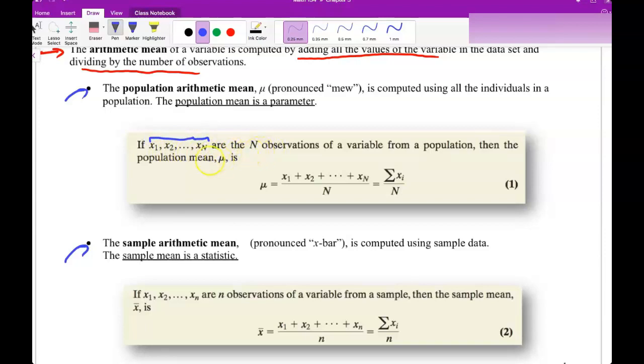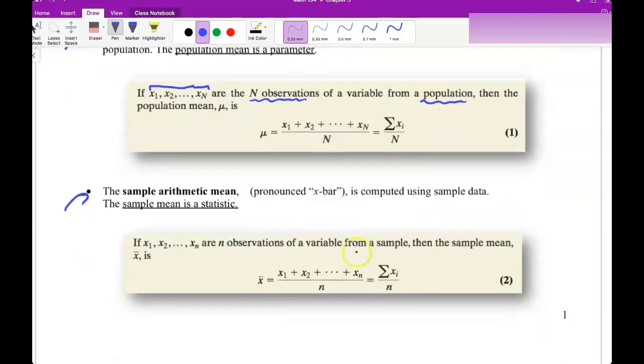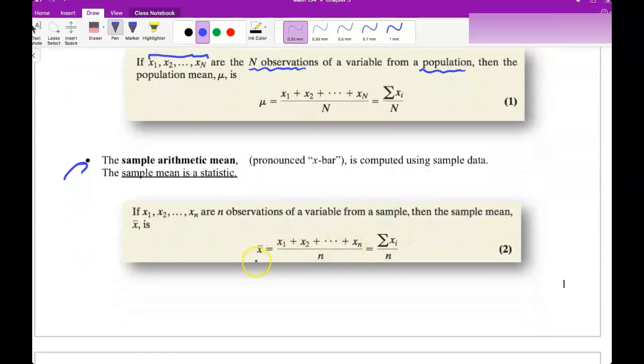So we have n observations total because that is xn, from the population. The population mean is adding all these observations on top, divided by the number of observations we have. So in total we have n observations in the denominator. It is exactly the same thing for the sample mean. This is the sample mean, and that one is the population mean.